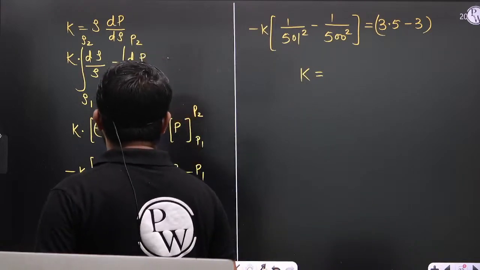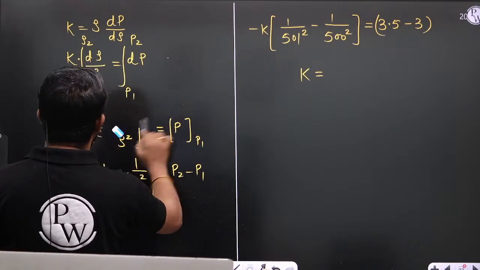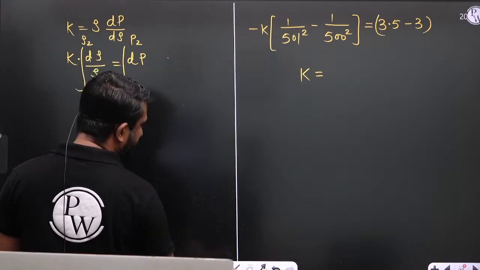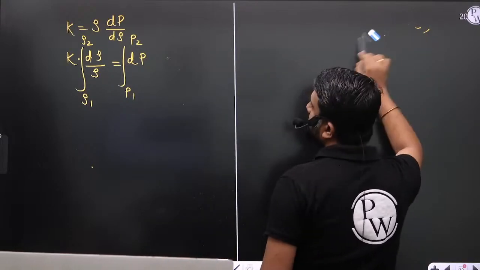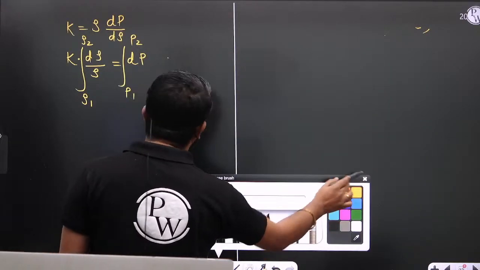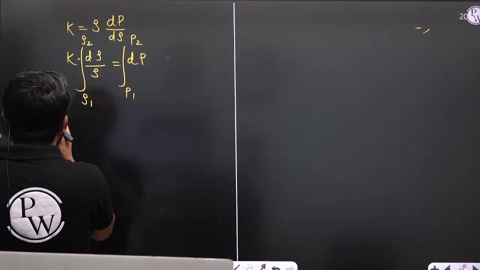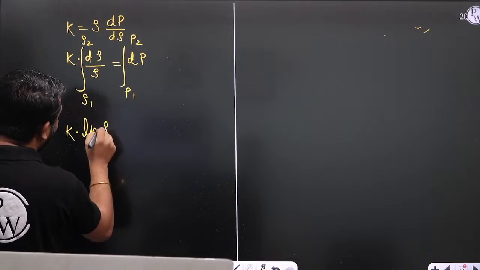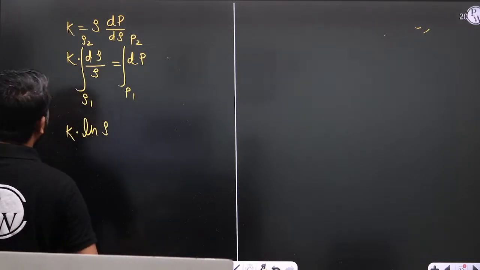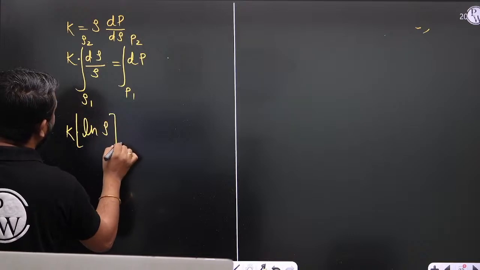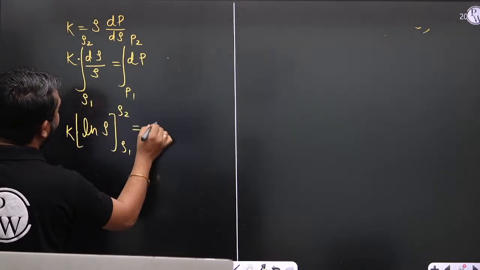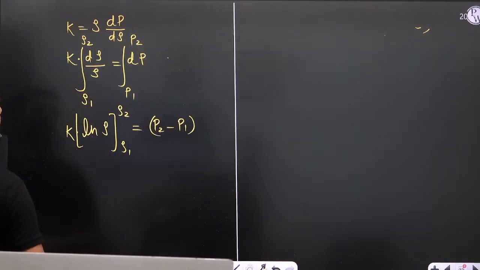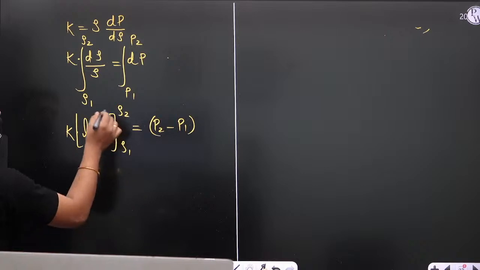Wait, just one minute. I'm sorry, beta. I'm performing differentiation here, that is wrong. So this is K multiplied by ln rho. I'm sorry. K multiplied by ln rho, from rho 1 to rho 2, and this is equal to P2 minus P1.